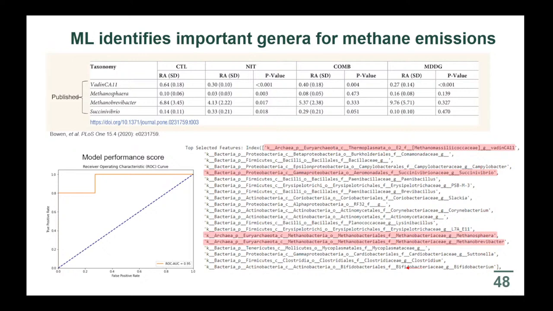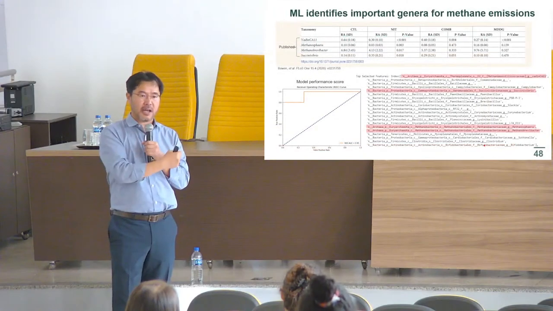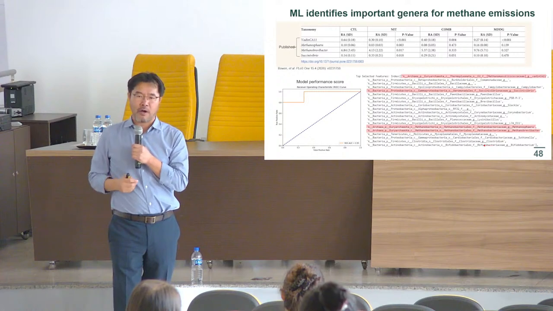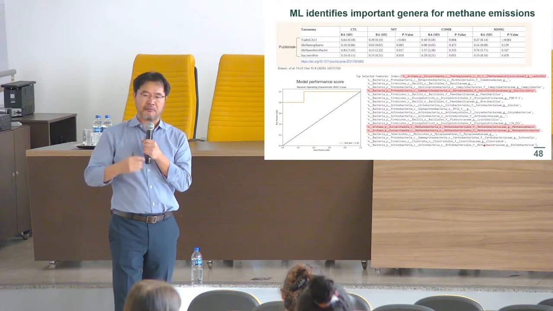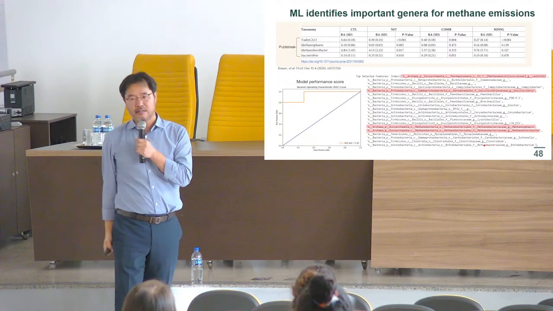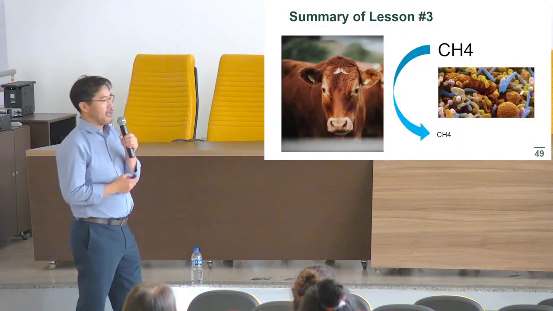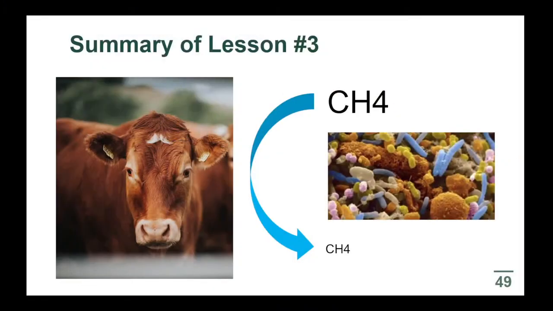I'm not sure whether this is true or not, because I don't know how machine learning selected these, but now our job is to bring this to the lab and validate one by one whether they are really important before we move to the next step. Yes, this is the summary of my third lesson. Is it possible to reduce methane emissions by modulating our microbiota? I believe yes.